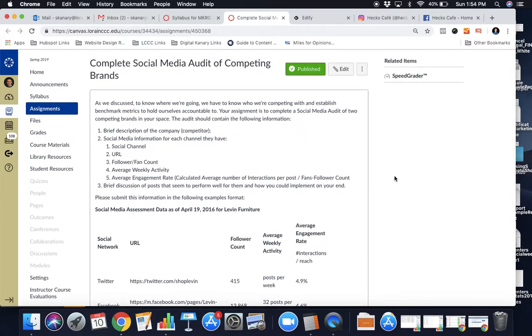So when we talk about where we're going, we have to know who we're competing with and establish benchmark metrics to hold ourselves accountable to, especially if we're starting off. So our assignment is to complete a social media audit of 2 competing brands in your space. Who are you competing with? Well, that's something you should know. If you're creating a fictitious company to create a social media channel, do some research. Look on the internet. See who you're competing with in that space. Then pick 2 competitors or peers.